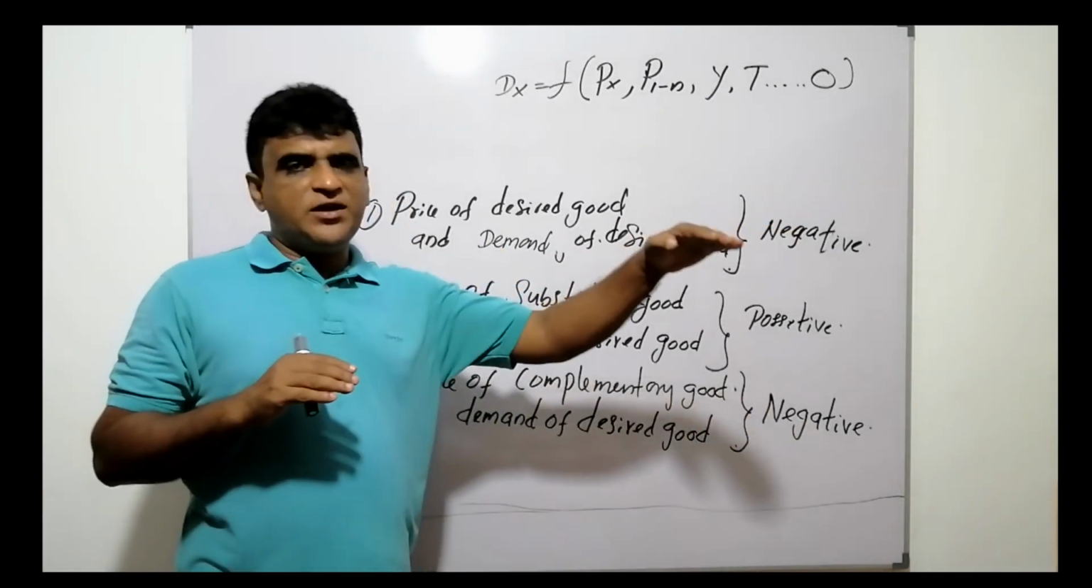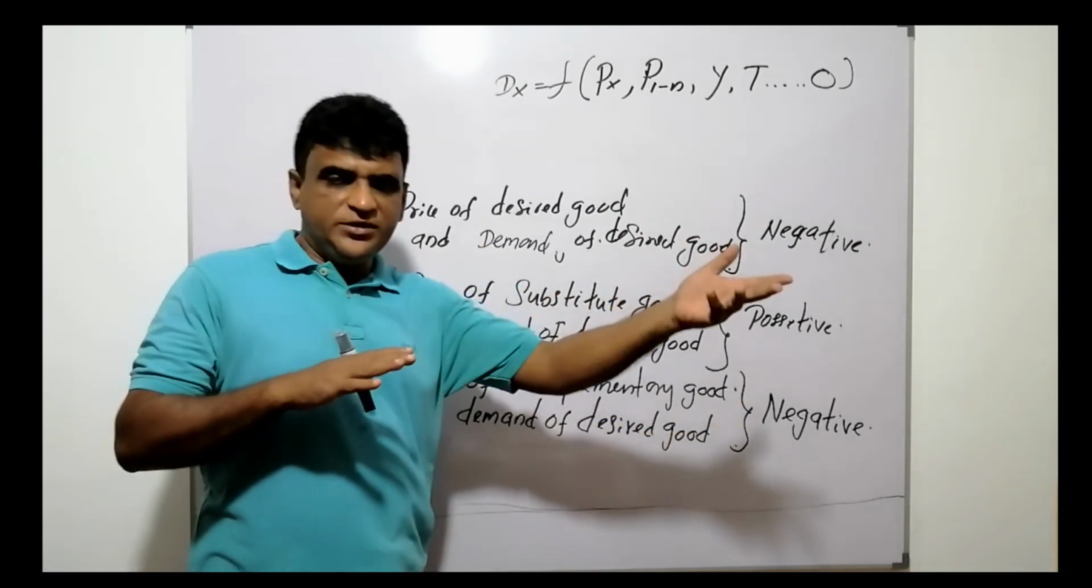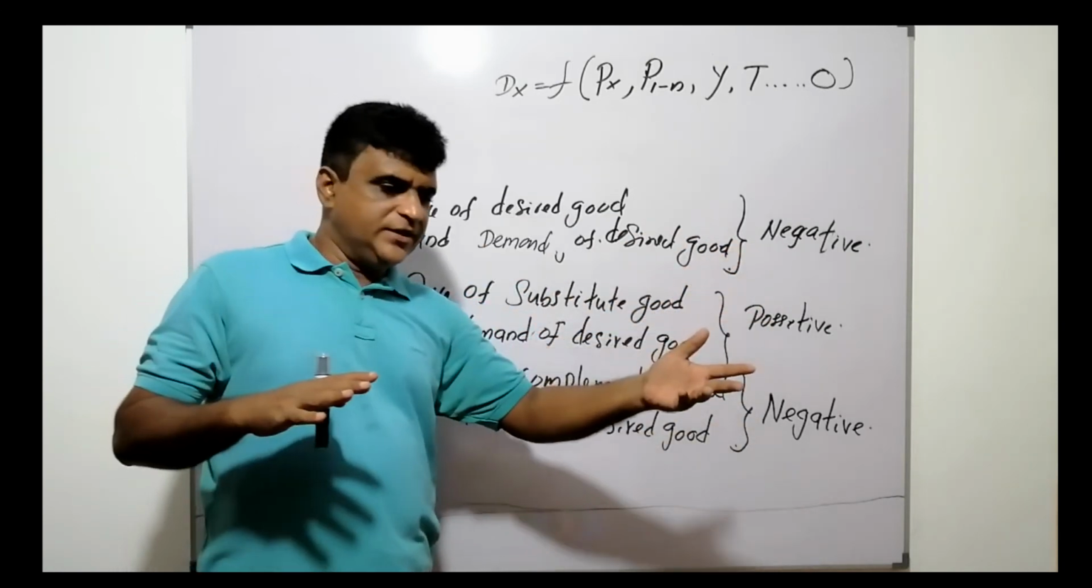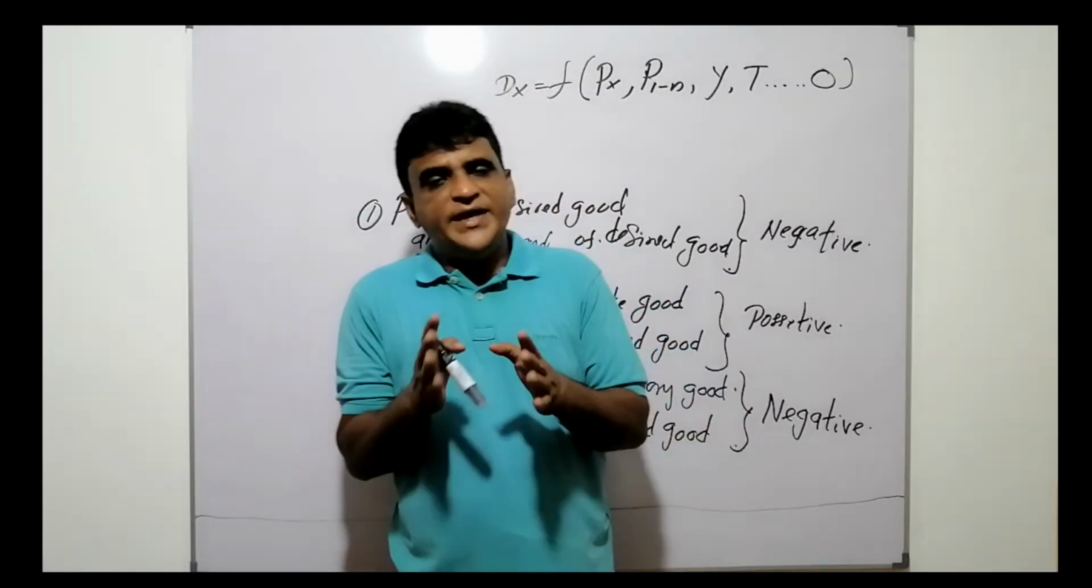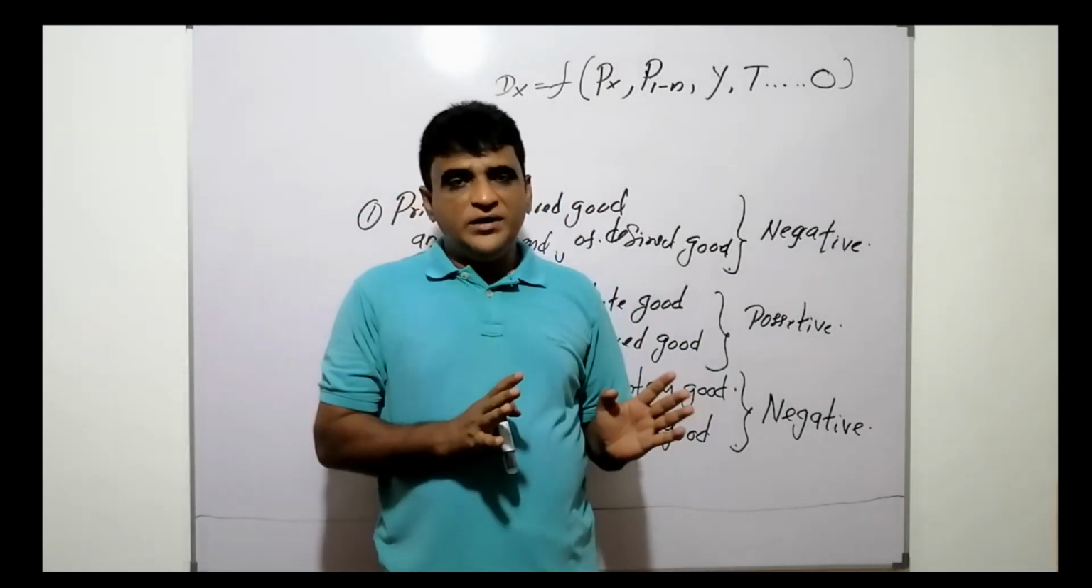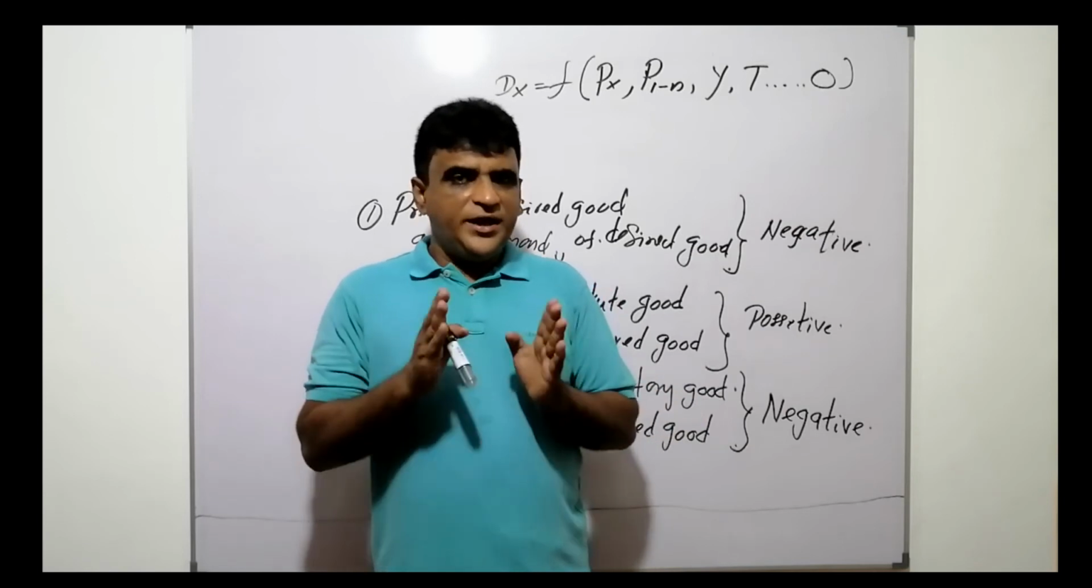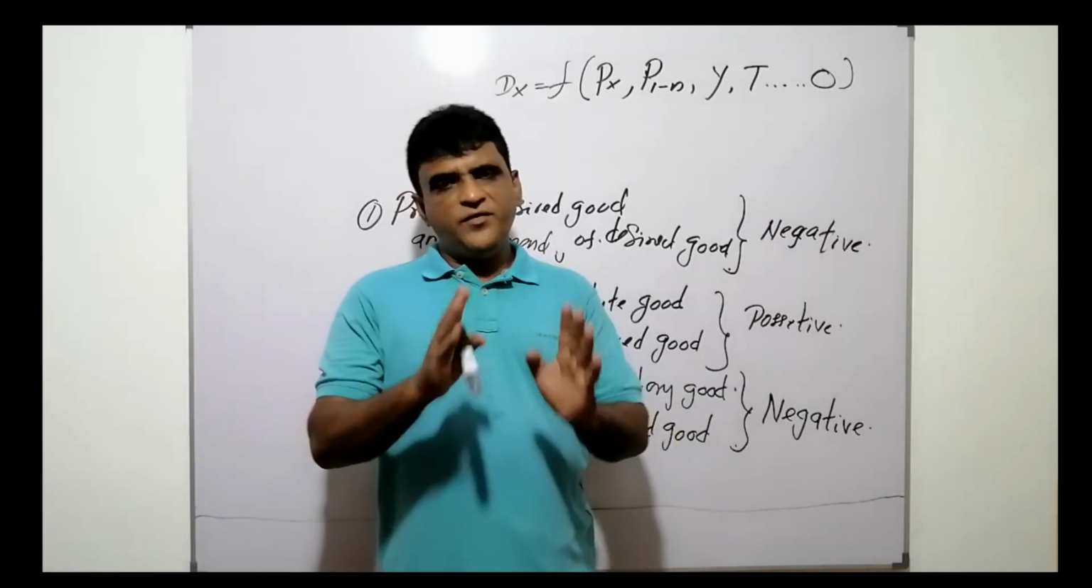Now, while I'm explaining what happens when the price is constant and one of the few determinant factors changes except the price, that is not a change of quantity demanded, that is a change of demand. Let me show in the demand graph what is happening.